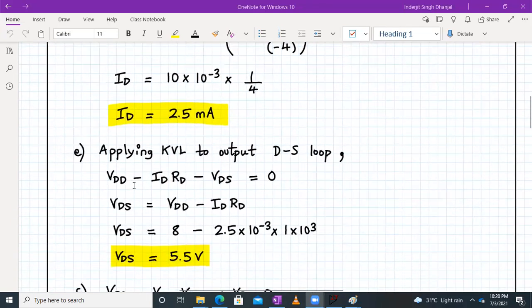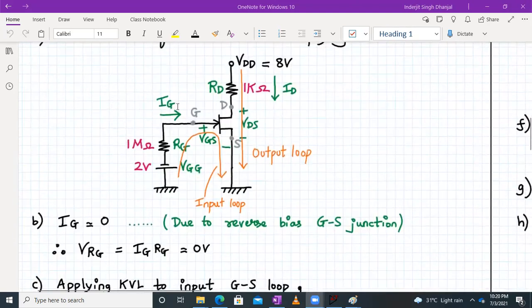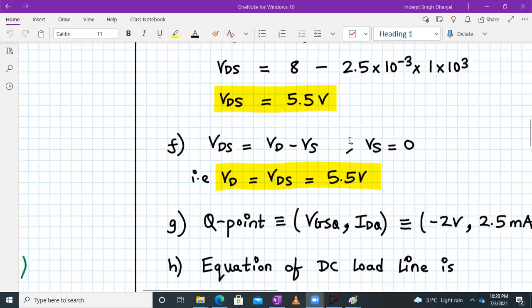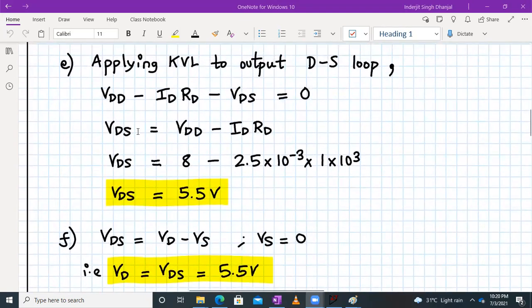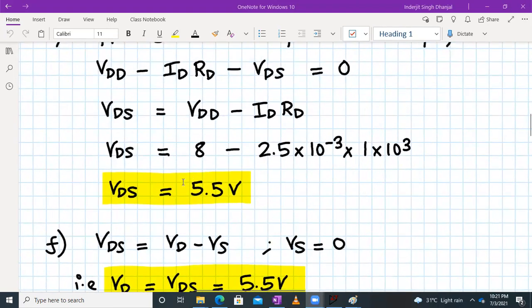Now in the next step, we want to find VDS. So we apply the KVL to the drain source loop. What do we get by applying the KVL to the drain source loop? We get VDD minus ID RD minus VDS is equal to 0. We are supposed to find the value of VDS, so VDS will be VDD minus ID RD. VDD value is 8 volt, ID is 2.5 milliamperes, and RD is 1 kilo ohm. If you solve it, your VDS value comes out to be around 5.5 volt.